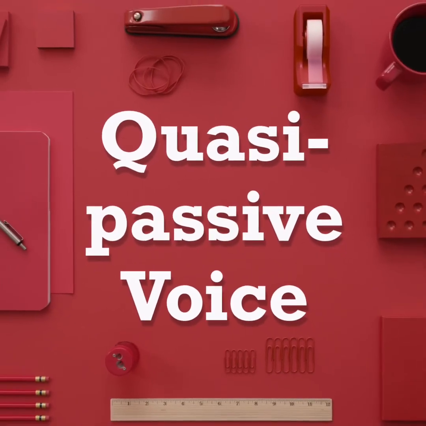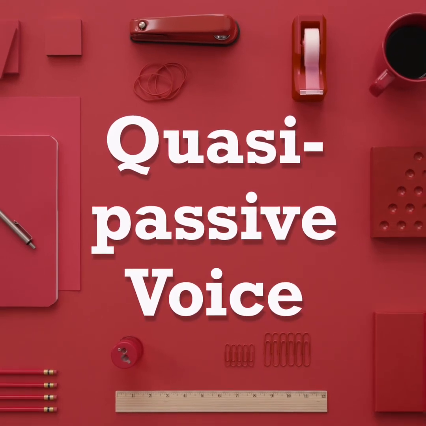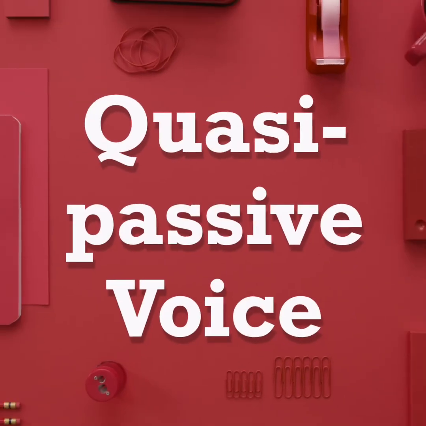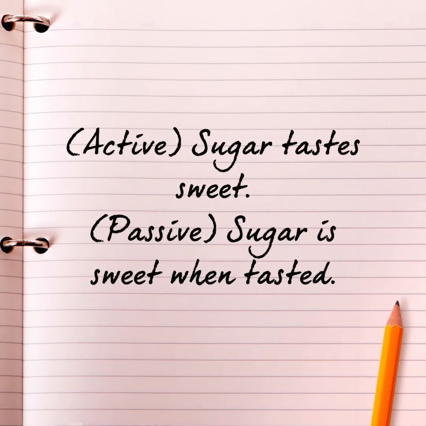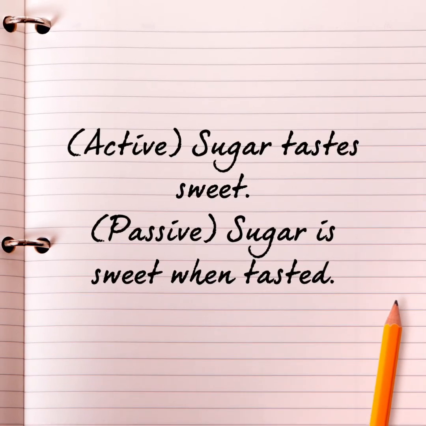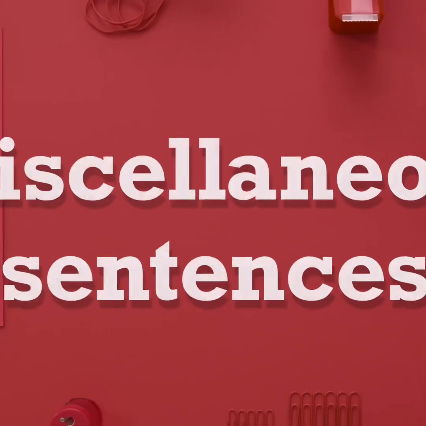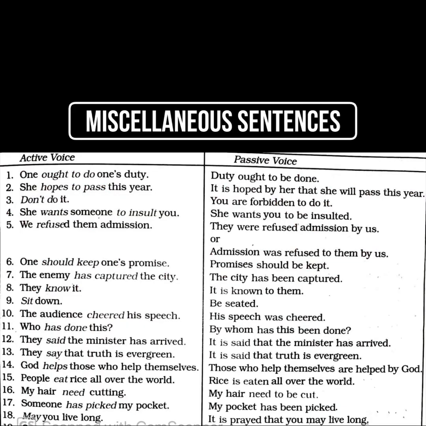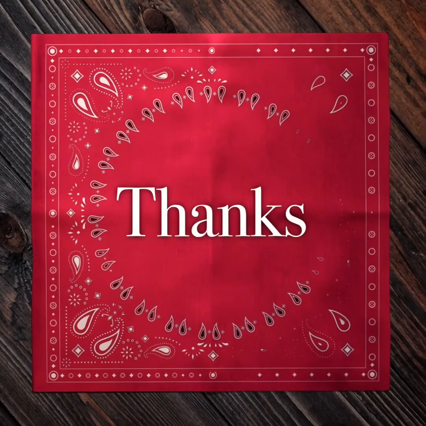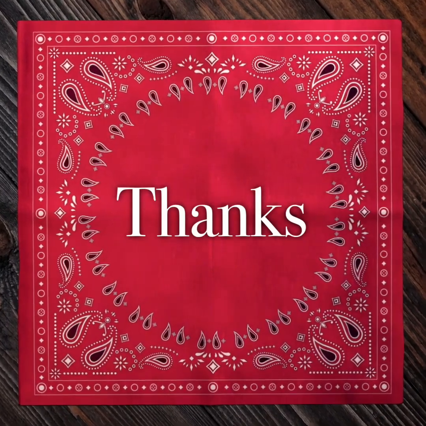Next is quasi-passive voice. In this case, verbs are active in form but passive in sense. For example, sugar tastes sweet. Sugar is sweet when tasted. Besides all these cases, there are some miscellaneous sentences that I am going to share with you. So this is all about the topic active and passive voice.